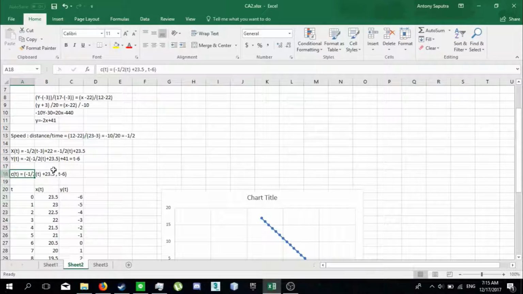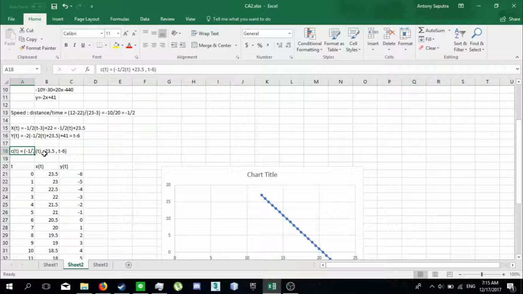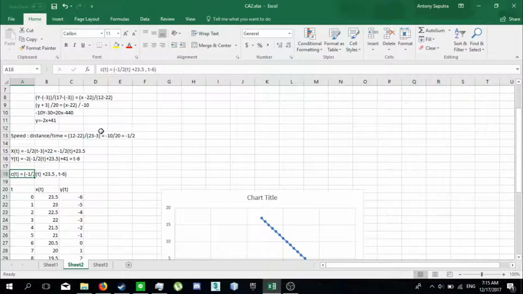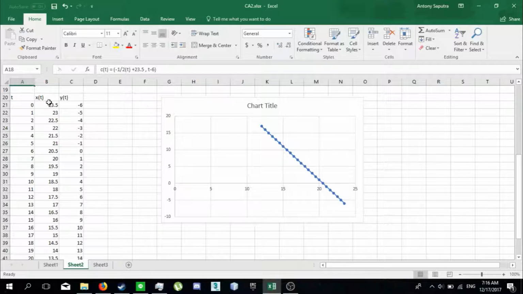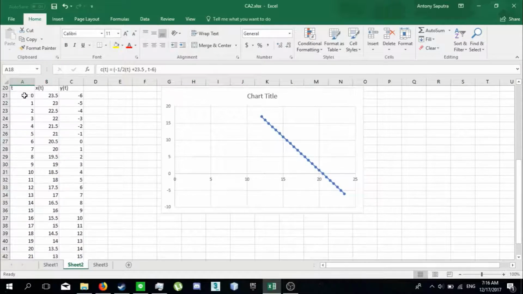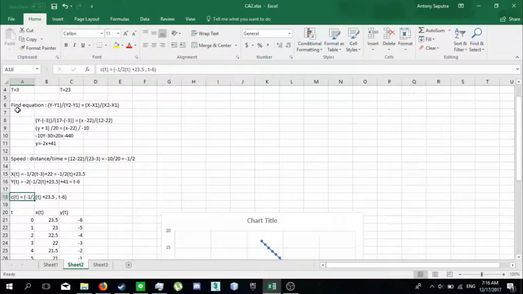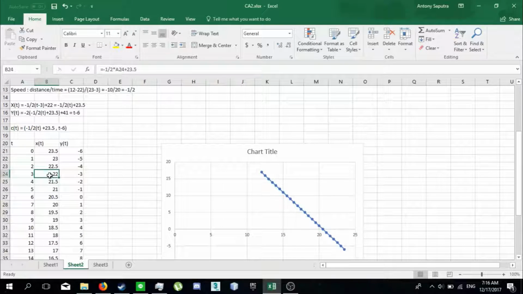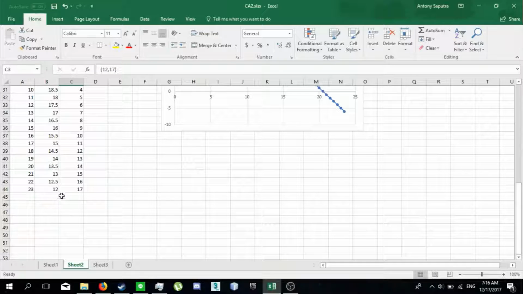So now you get your curve, which is basically how your graphic should run. x(t) is minus 1 over 2t plus 23.5, and y(t) is t minus 6. To see how the graphic looks, you just put it in a table. I have t going from 0 to 23. We start at 3, where x is 22 and y is minus 3, which is the point we start, and the finish is 12, 17.